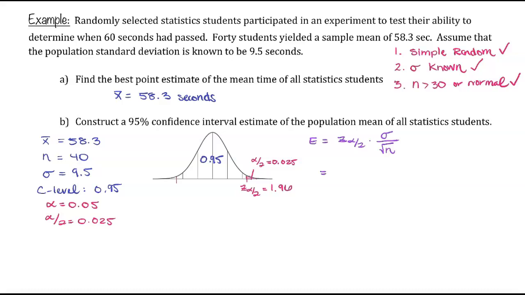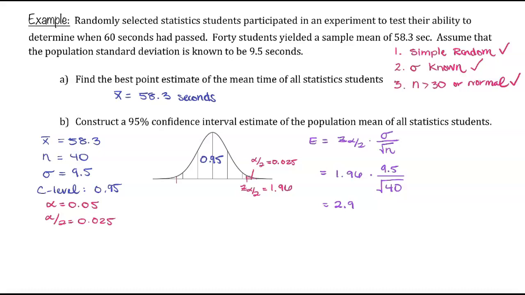So we have that E is equal to z sub alpha over 2, 1.96, times sigma, 9.5, divided by the square root of n, the square root of 40. Putting this into our calculators, we find that E is equal to 2.9. Notice that I rounded to the same number of decimal places as given for the sample mean.